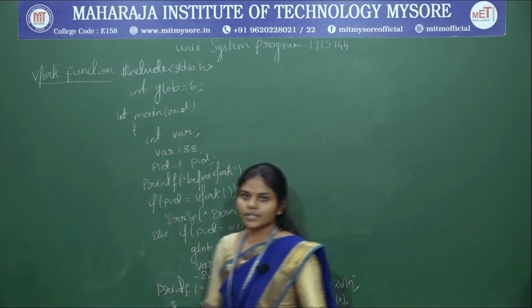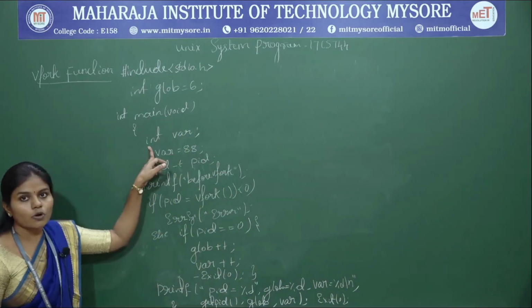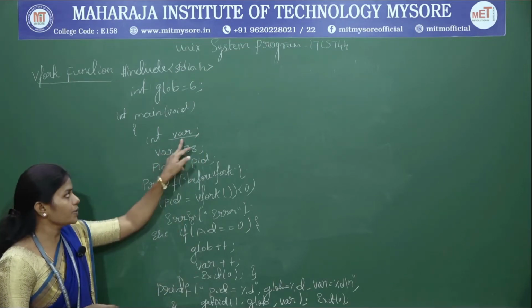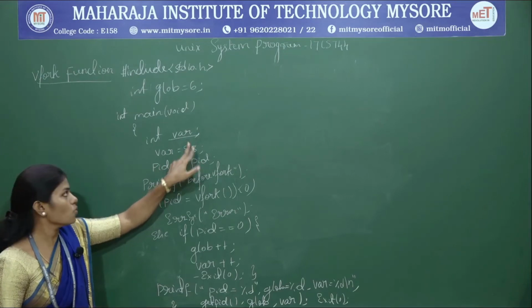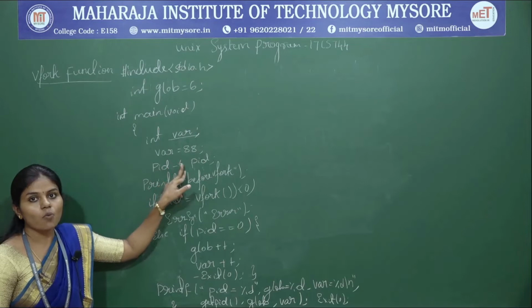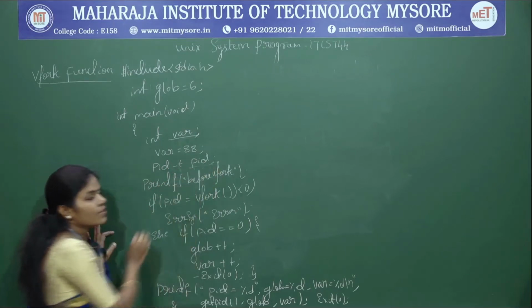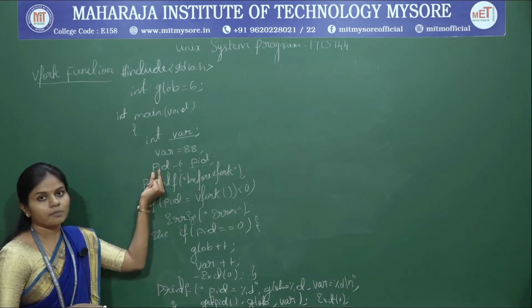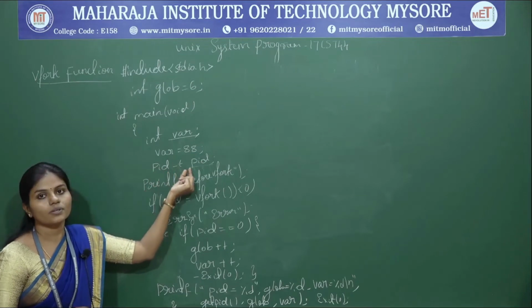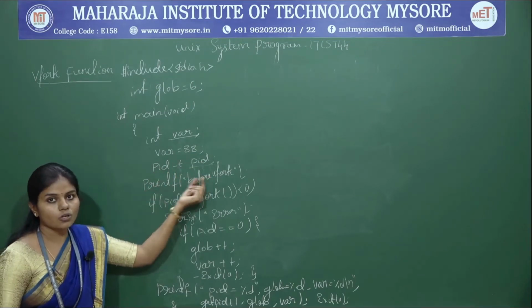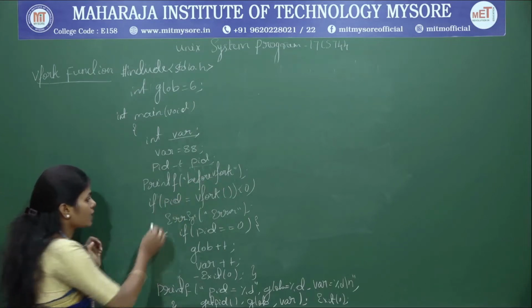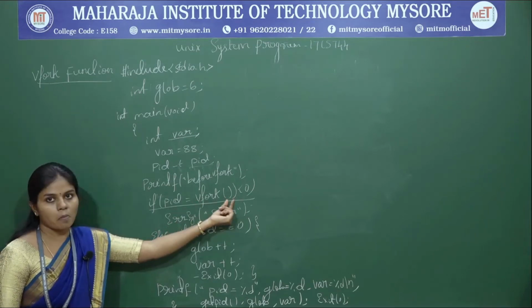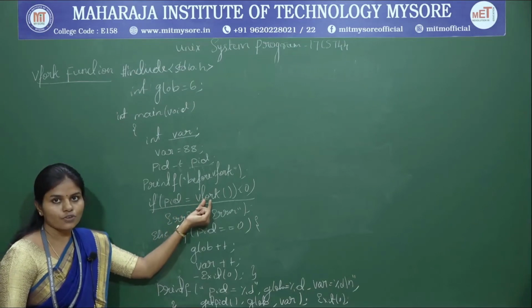Next, I am going to start with int main, and then declare one more variable, that is var, an ordinary variable. I am going to initialize var with the value 88. Next, I am going to declare one more variable, pid, to hold the process identification number. Its data type is pid_t. Before the fork, I am just displaying a message. Next, I am going to create the process by using the v-fork command, so pid is equal to v-fork.